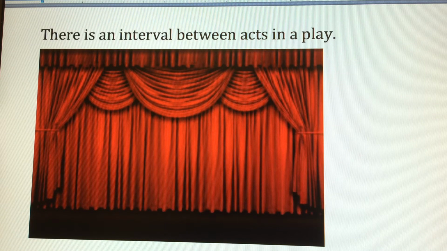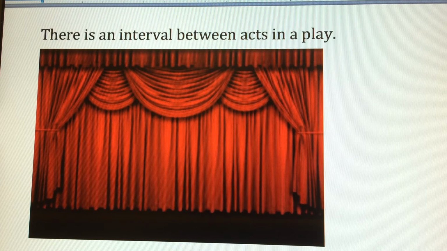But for those plays that have more than 1 act, oftentimes they take an intermission between the acts when the audience can get up, move around, stretch, and they'll even close the curtains between the acts.